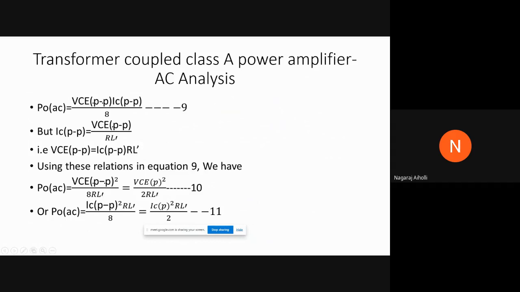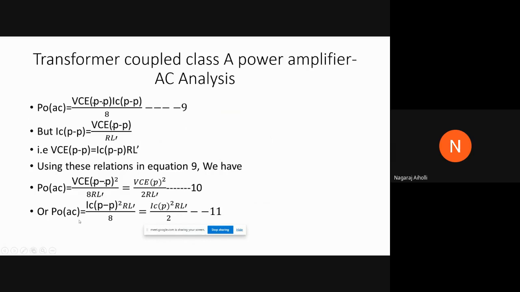Now let us use these relations in equation 9. If we substitute these two relations in equation 9, then we get P naught AC is equal to VCE peak to peak, and IC peak to peak is VCE peak to peak by RL dash. Therefore, it will be VCE peak to peak into VCE peak to peak divided by 8 RL dash. That is VCE peak to peak square by 8 RL dash. That is further equal to, since VCE peak to peak is 2 times VCE peak, 4 VCE peak square divided by 8 RL dash. 4 ones are 4, 2 fours are 8. Therefore, this simplifies to VCE peak square by 2 RL dash.